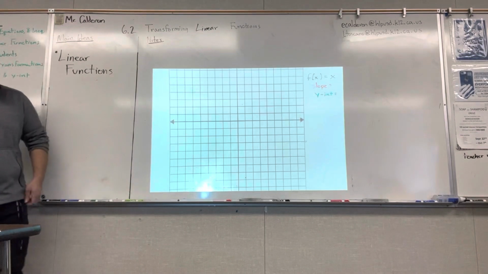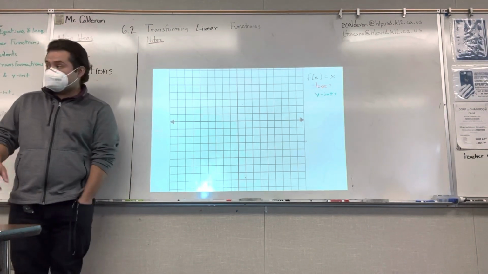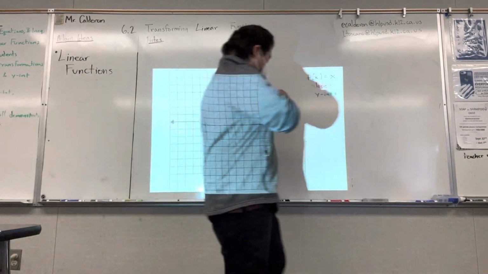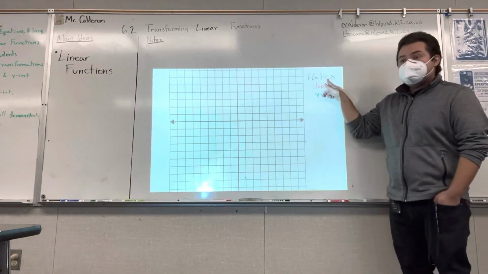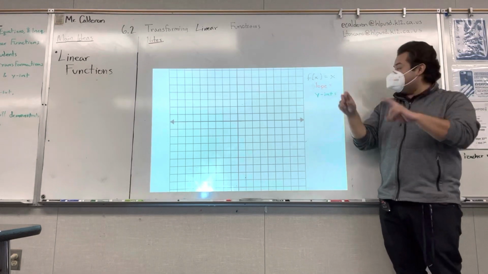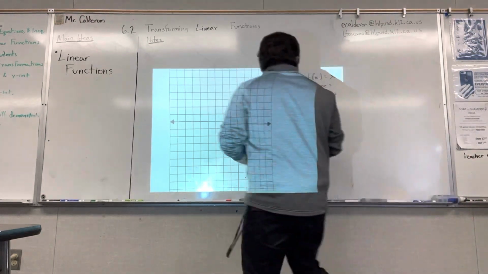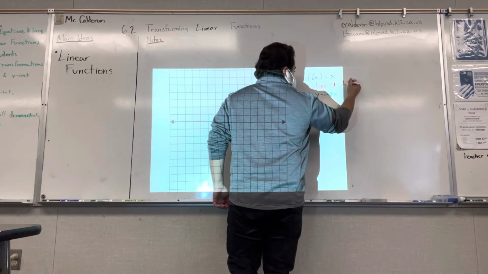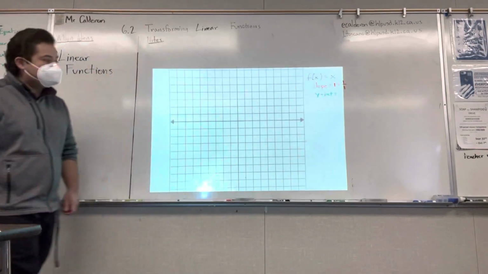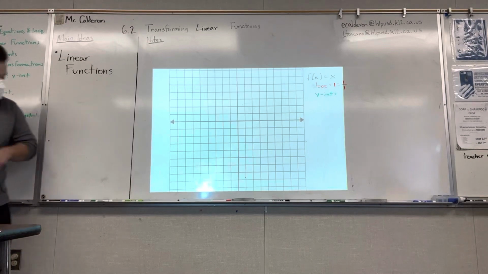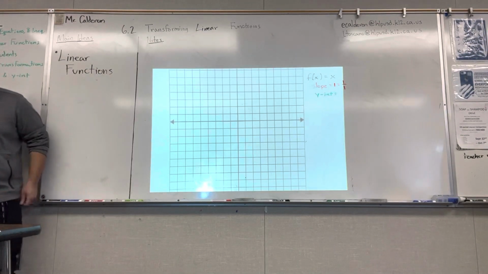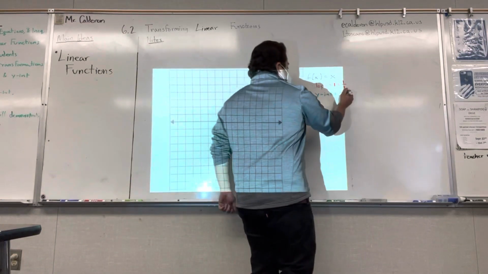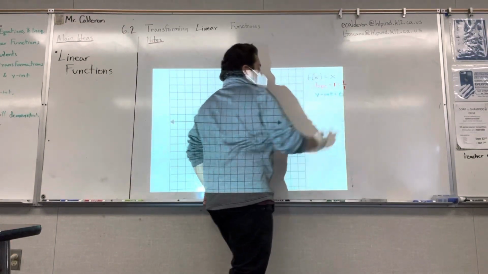What is the slope of that function? Not x, but the value that's in front of the x. So it's 1, right? There's an invisible 1. Okay, good. So it's 1, but we can also say 1 over 1, right? It's rise over run. What's my y-intercept though? 0. Good.